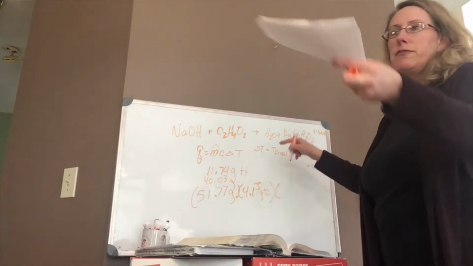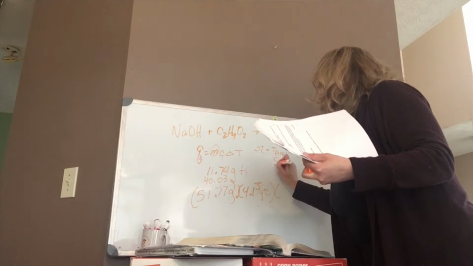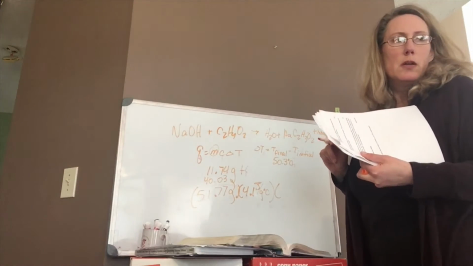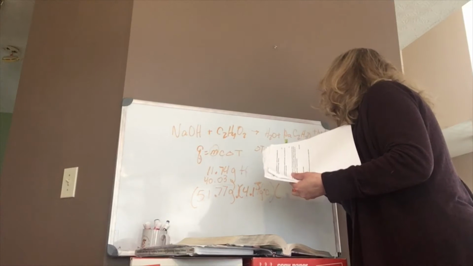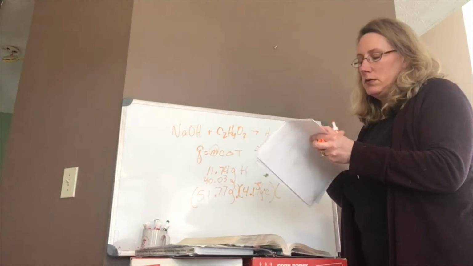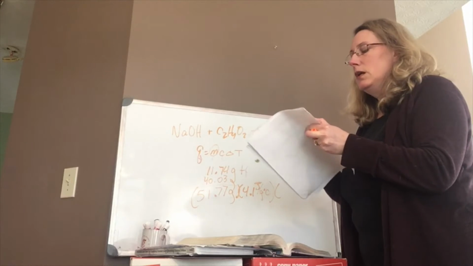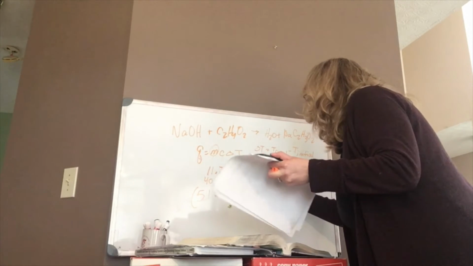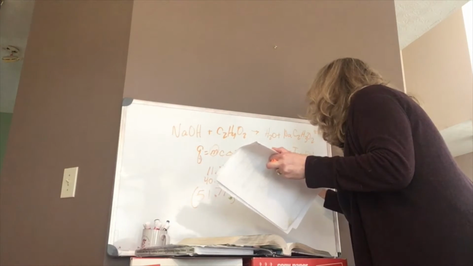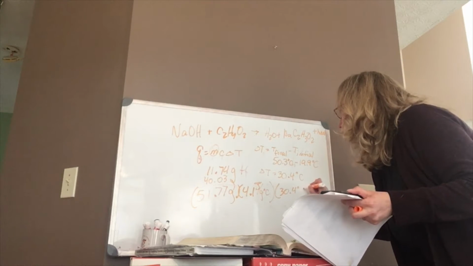So what was your final temperature? 50.3, I think. 50.3 degrees C. What's your initial temperature? 19.9 degrees C. So you're going to subtract that. What's 50.3 minus 19.9? So delta T changed about 30 degrees, 30.4 degrees C. So that's going to be my delta T here, 30.4 degrees C.